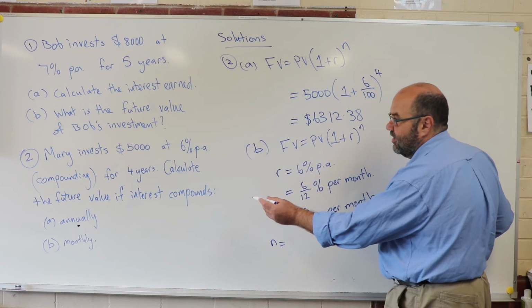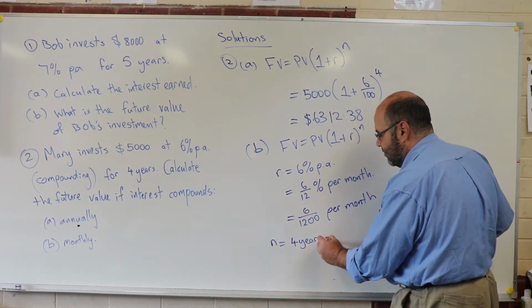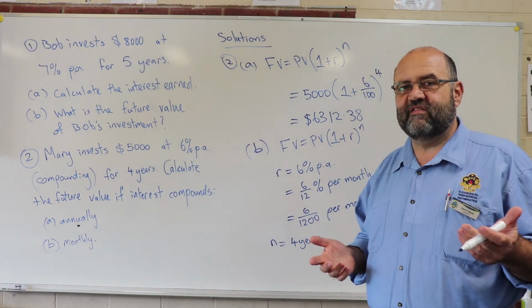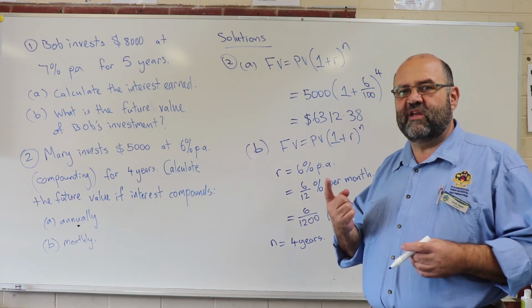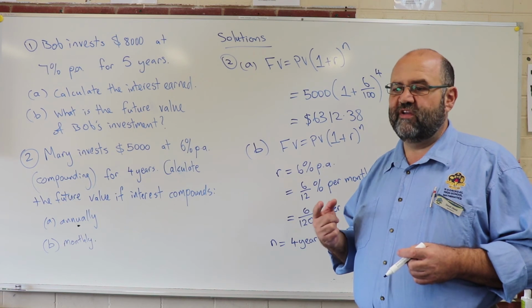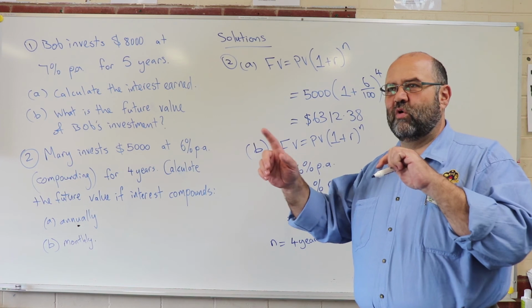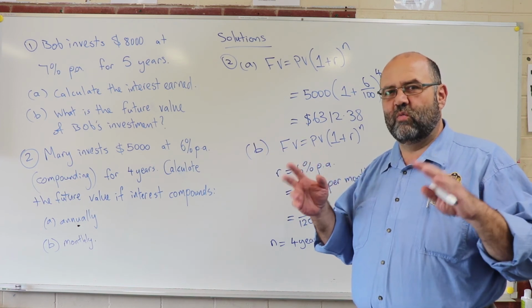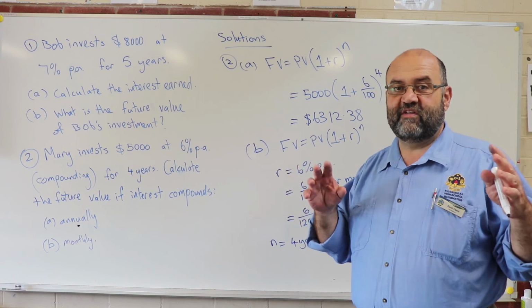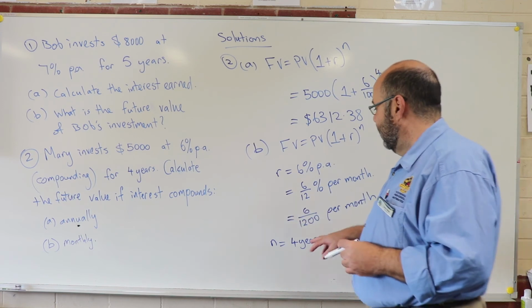Now what about n? Well, n was 4 years. Well, how many months is 4 years? If you think about it, how many months is 1 year? Well, 1 year is 12 months. 2 years would be 24 months. If 1 year is 12 and 2 is 24, what are we doing? Well, we're multiplying by 12. 3 years, 36, 4 years, 48. We multiply by 12 to go from years to months.